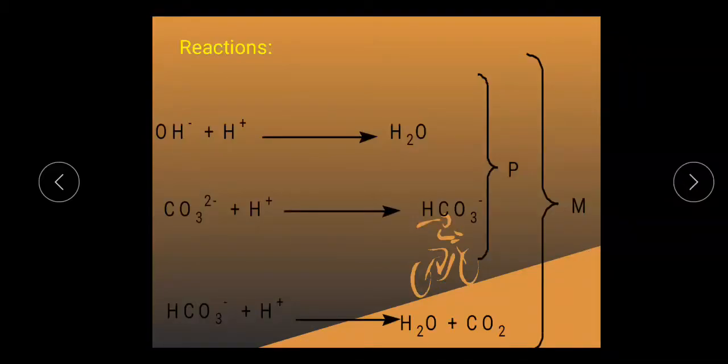How does the reaction take place? See here, when you see the reaction, OH minus plus H plus forms H2O. That is, all hydroxide gets neutralized by addition of H plus ions. And some quantity of CO3 2 minus reacts with H plus and forms bicarbonate ions. Means the first step corresponds to phenolphthalein: the phenolphthalein indicator is used for neutralization of hydroxide and half neutralization of carbonate to bicarbonate.